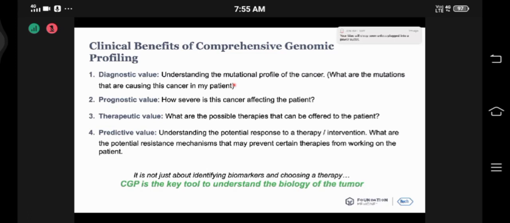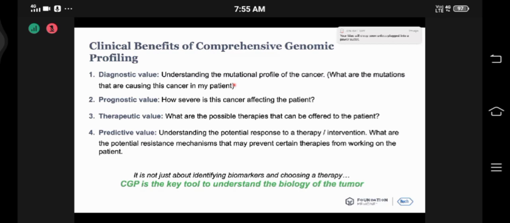So the 4 simple benefits that we can talk about when we are talking about CGP: first is diagnostic value. You will know everything. So you will know the complete mutational profile of the cancer, and that information can be analyzed in a molecular tumor board, and a proper and well-informed decision can be taken. So we'll also have prognostic value. How severely is this cancer affecting the patient? We all know in many cancers, a simple TP53 or P53 alteration can lead to adverse prognosis. So it is of prognostic importance also.